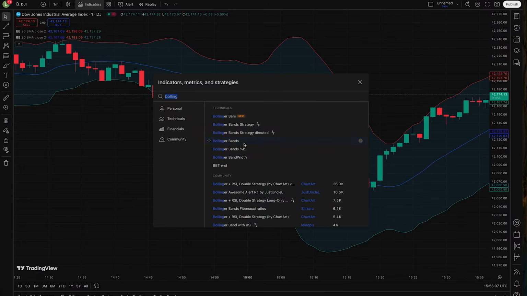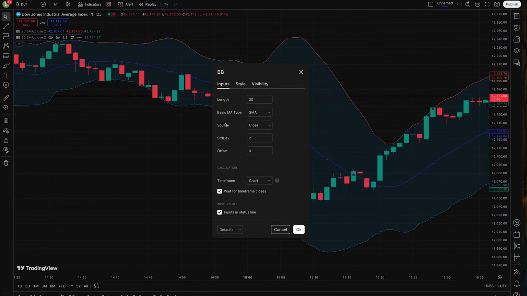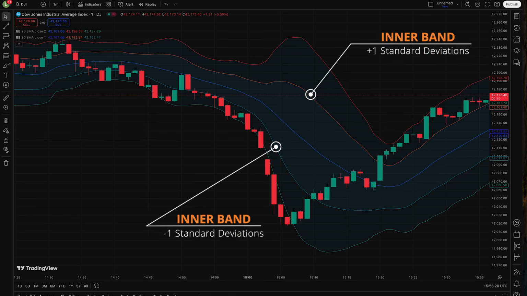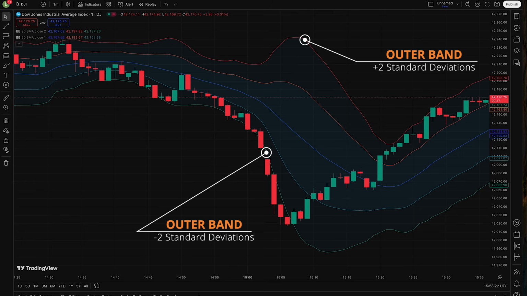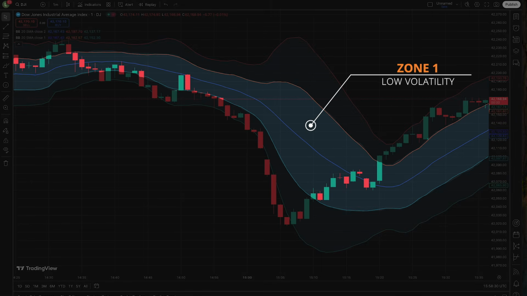So let's add another Bollinger Band to the chart, and we'll go into the settings of this new one and change the standard deviation from 2 to 1. So you'll now see the central 20 period SMA line and 2 inner bands with 1 standard deviation and 2 outer bands with 2 standard deviations. This creates 3 price zones. Zone 1, inside 1 standard deviation. This is a low volatility area and would not be a great time to enter trades.